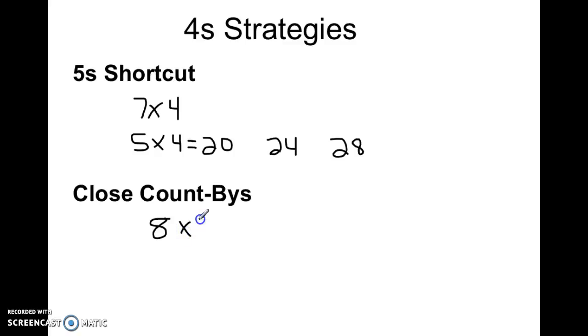But I do remember what 9 times 4 is. Maybe I use my 9's finger trick, or I've memorized my 9's. But if I did my 9's finger trick, let's say I use that one, I'm going to get 36. 9 times 4 is 36. But I want 8 times 4.